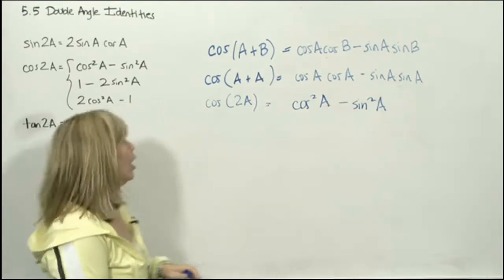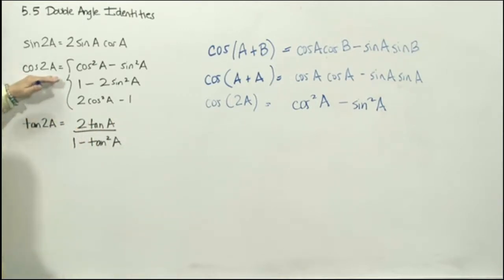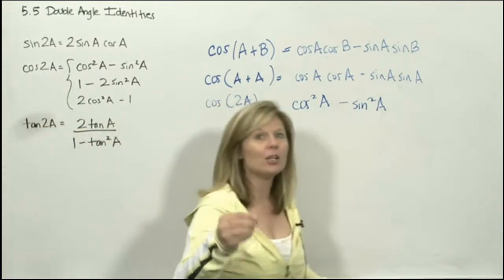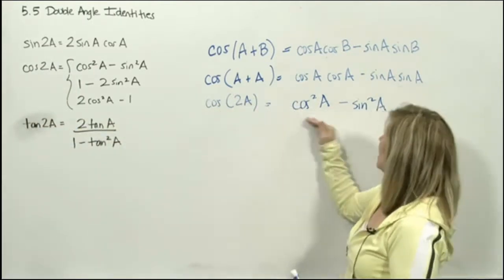Now, you're going to look and say, well, why for cosine, for a double angle, are there really 3 statements, 3 different identities? Because you can use the Pythagorean identity to get this and manipulate it.